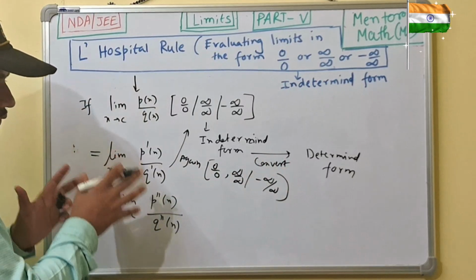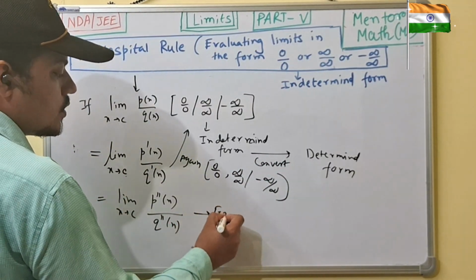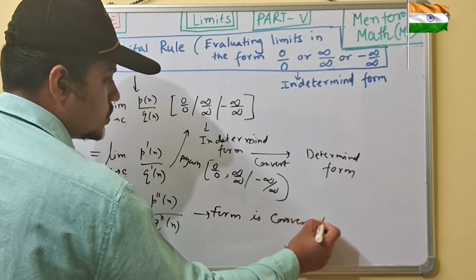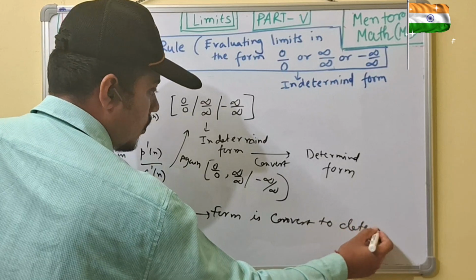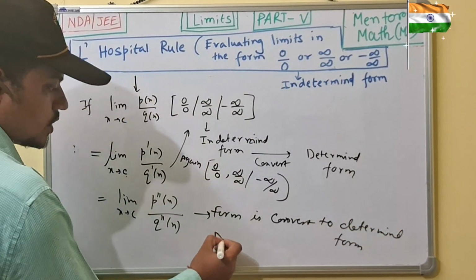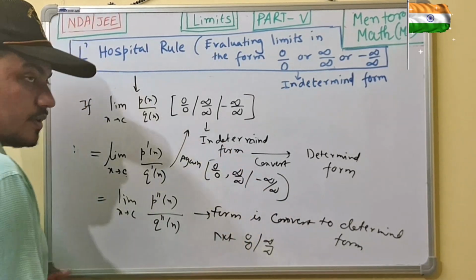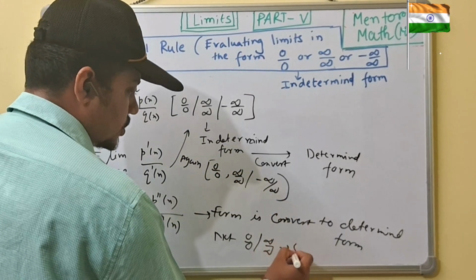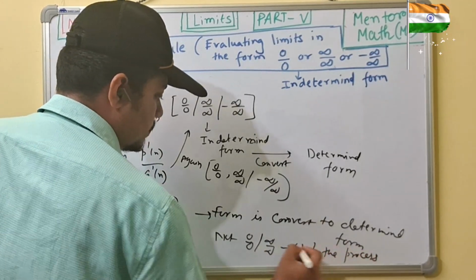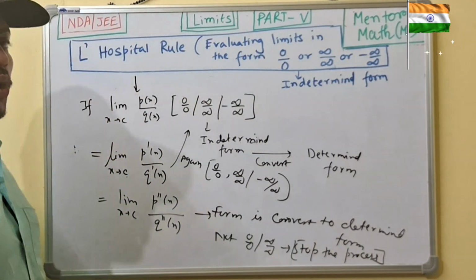If the form converts to a determined form, that means not 0 by 0, infinity by infinity or minus infinity by infinity form, then stop the process. So this is the basic L'Hospital rule or L'Hopital rule.